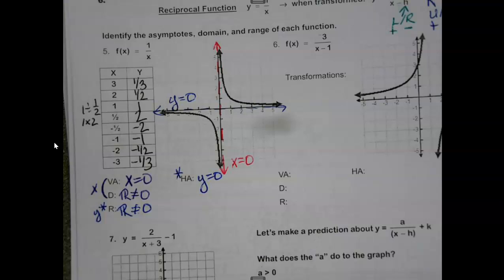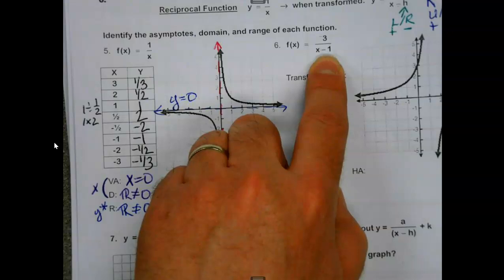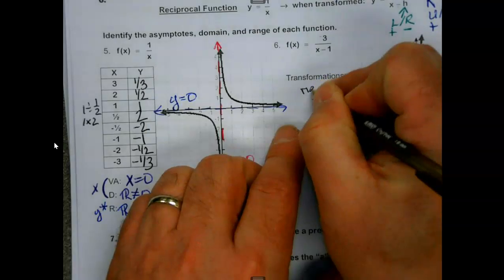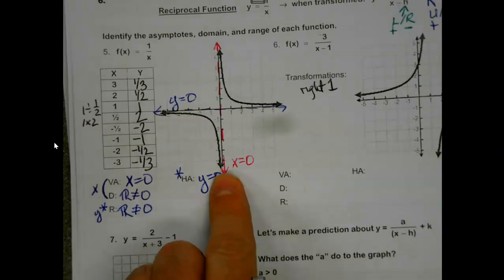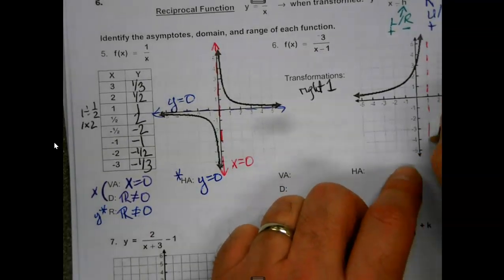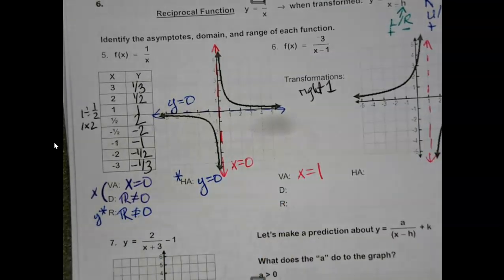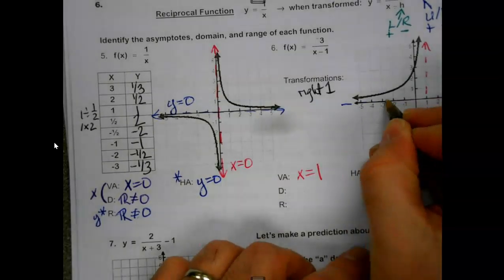So, number 6. I see something going on here with my x, that minus 1. What way am I going, 1? Right. So, since I went right 1, that's going to affect my vertical asymptote, and it is going to go right 1 to 1. I didn't move up or down at all. So since I didn't move up or down at all, my horizontal asymptote did not move.